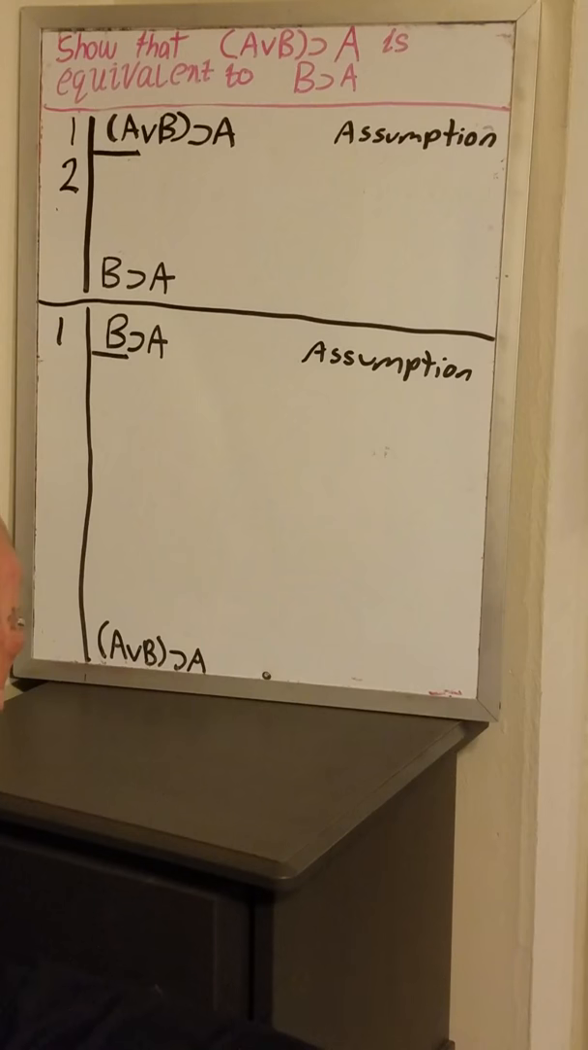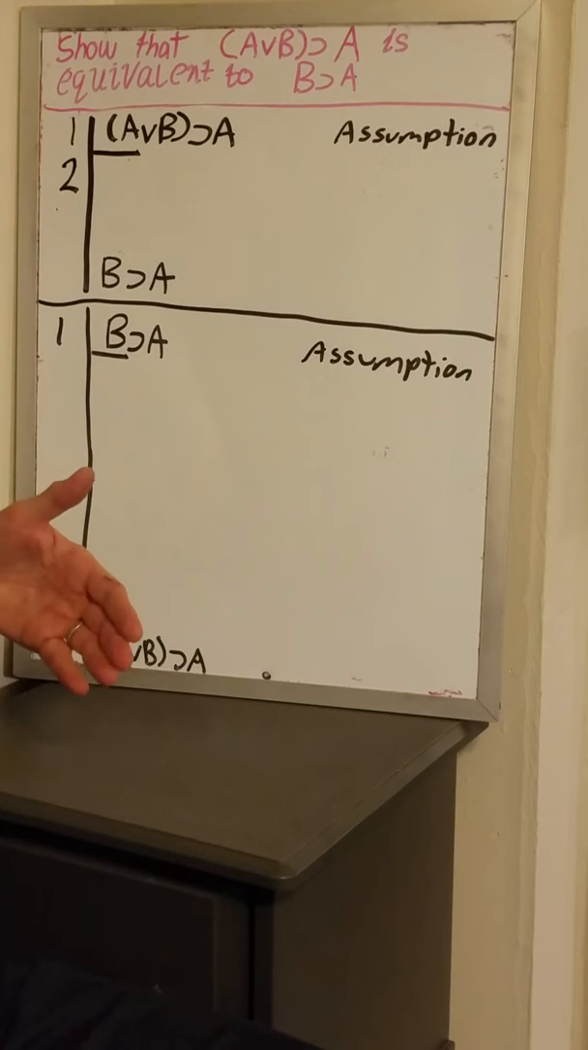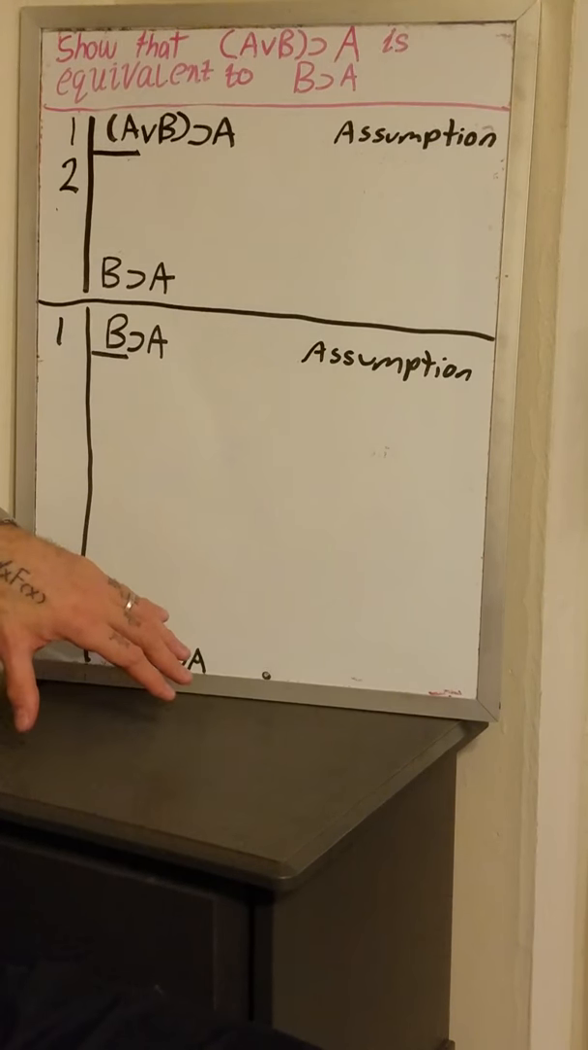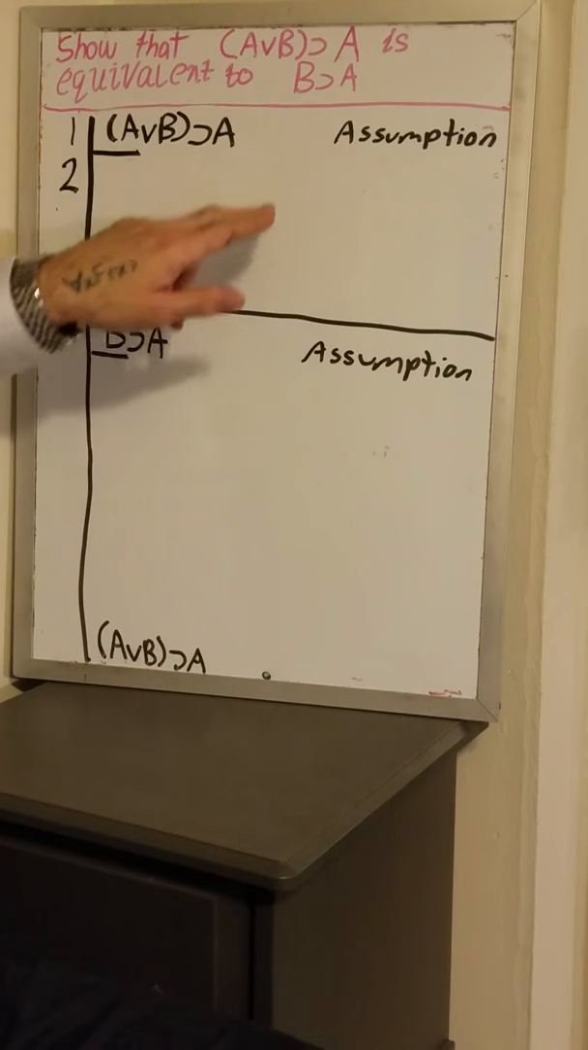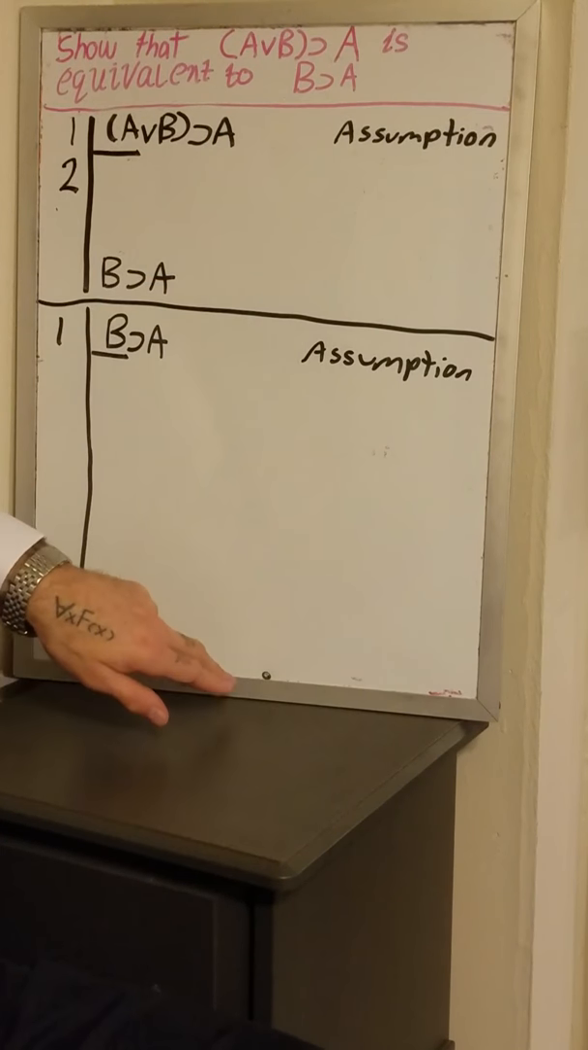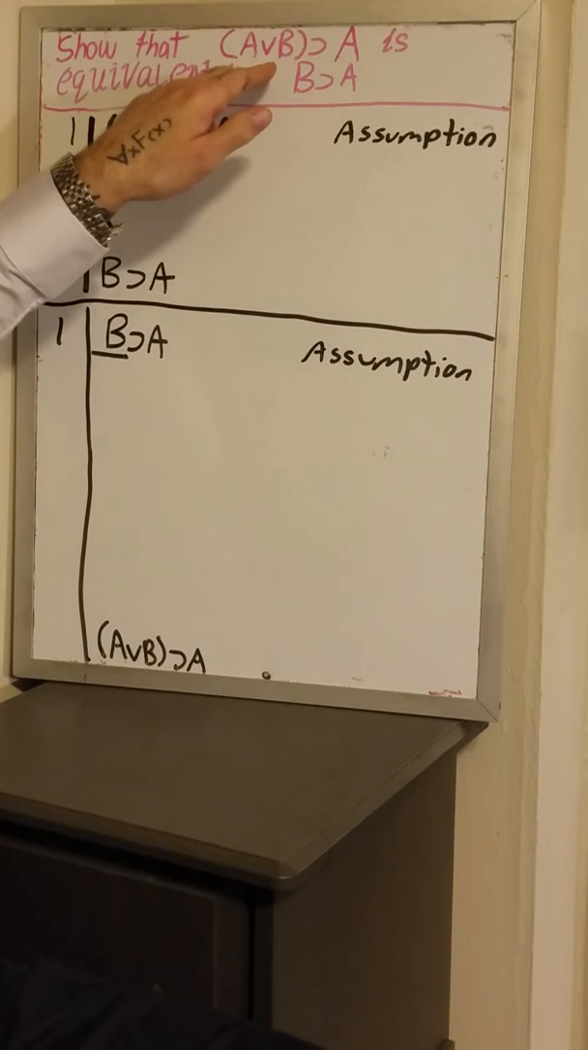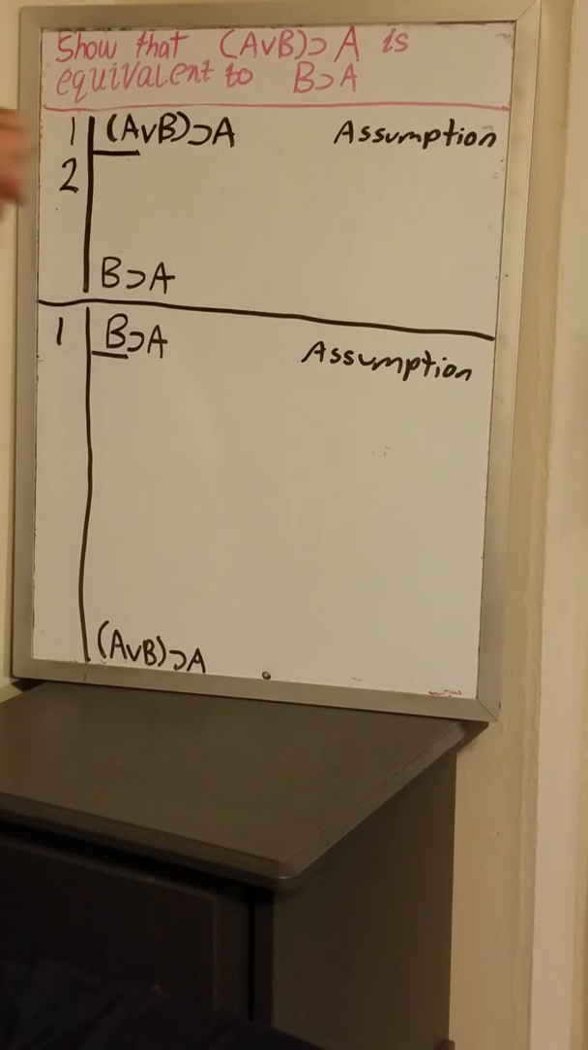Another way to do this, and this is the method that for practical reasons we're going to have to use for sentences of above a certain complexity, is to go ahead and use the SD system and show that one can be derived from the other and vice versa. So that's another way of showing that sentences are equivalent, and that's what we're going to look at now. So we want to show that if A or B, then A, and if B, then A are equivalent sentences.